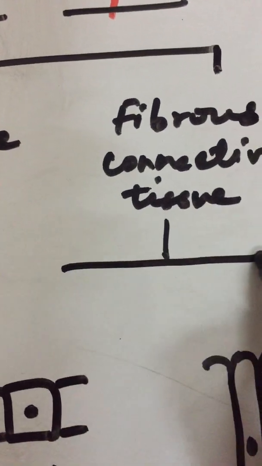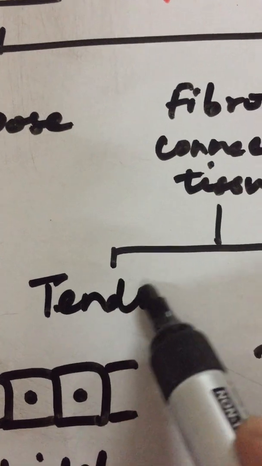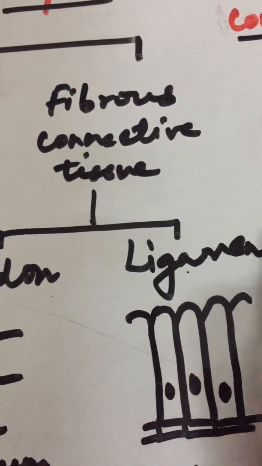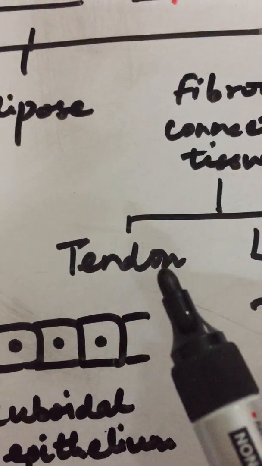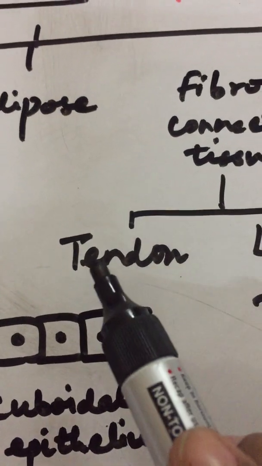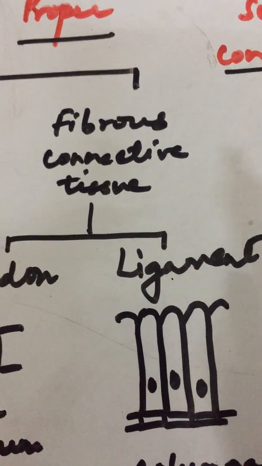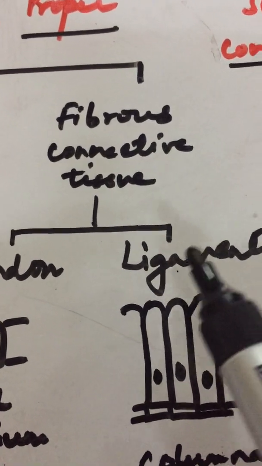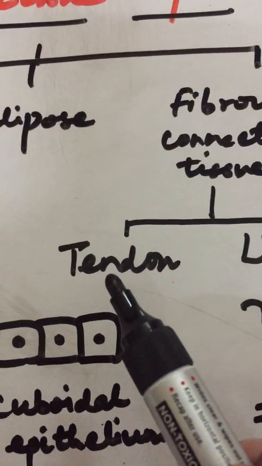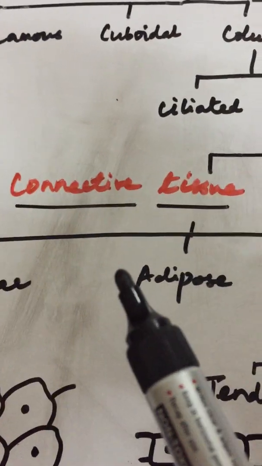Under fibrous connective tissue, we have two categories. They are tendon and ligament. Tendons help to join muscles to bones. That is, at a joint, some muscles are joined to the bones. That work is done by tendons. And ligaments help to join bone to bone. So, at a joint where two bones are meeting, ligament is present, and where a muscle is connected to the bone, tendon is present. So, connective tissue is of different types.